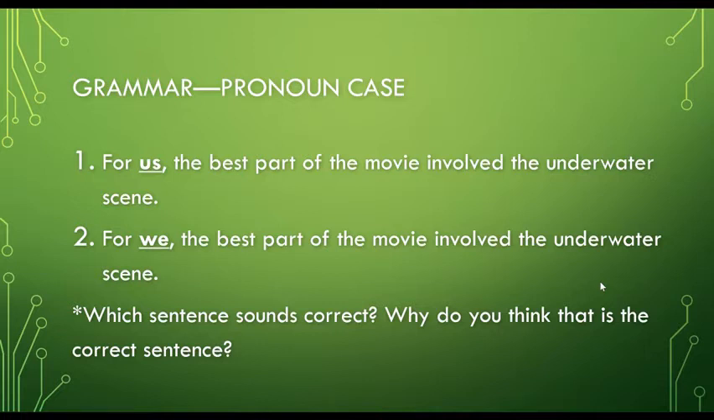Number one is the correct sentence. For us, the best part of the movie involved the underwater scene. And odds are you probably knew just from hearing how strange number two sounded that it was incorrect. So today we're going to be talking about why number one is correct and number two is not correct. Why do we use us in this first sentence instead of we?